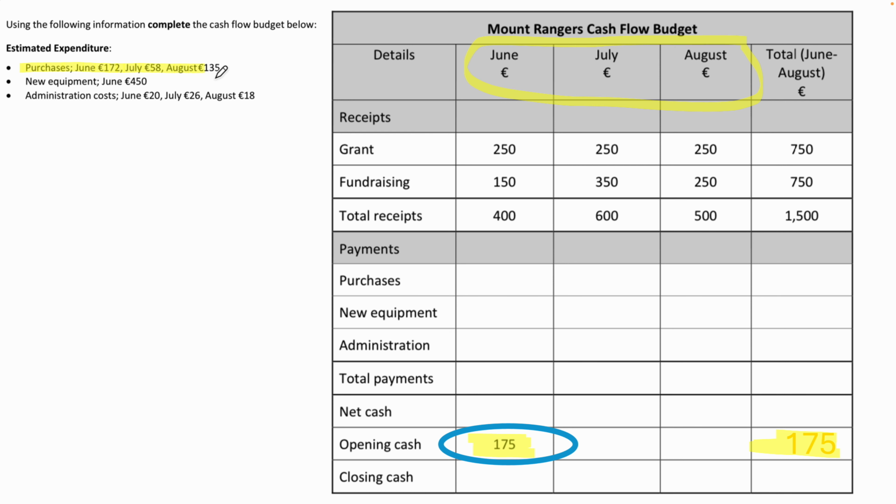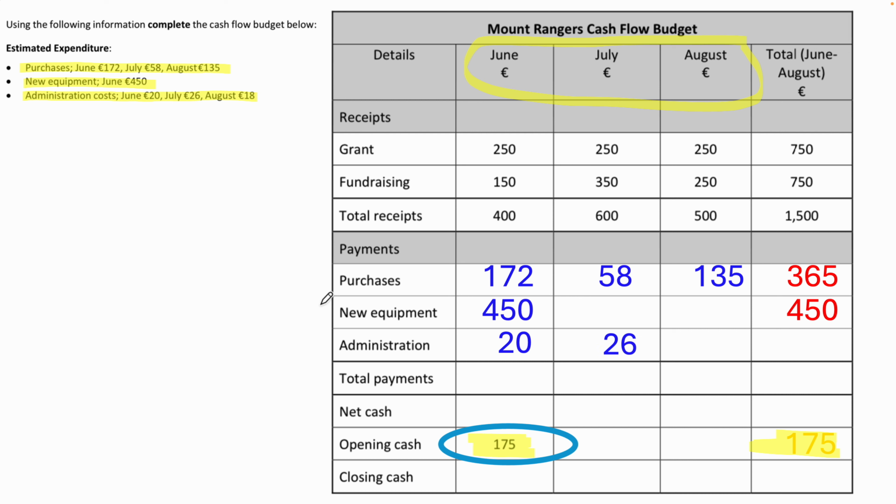So purchases in June, 172, July, 58, August, 135. We add all three of those together into your calculator. You're going to get the answer is €365. New equipment in June is €450, 0 for July, 0 for August. Total from June to August, €450. Administration costs then in June it was 20, July 26, August 18. We add all three of those together and we get €64.